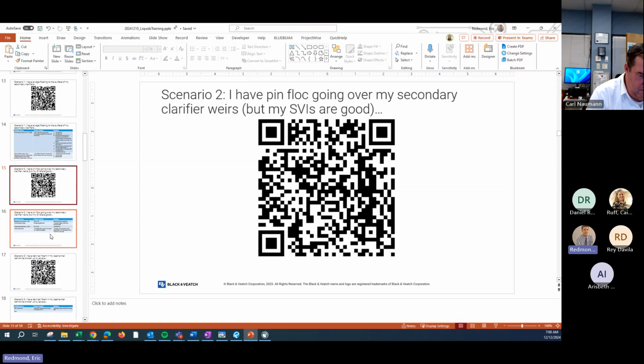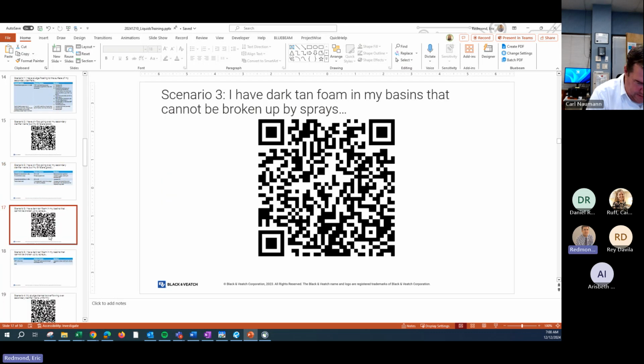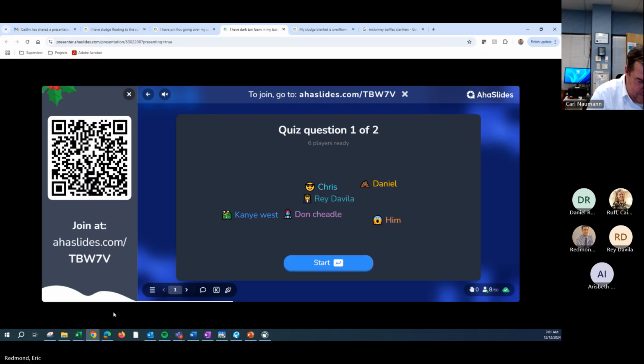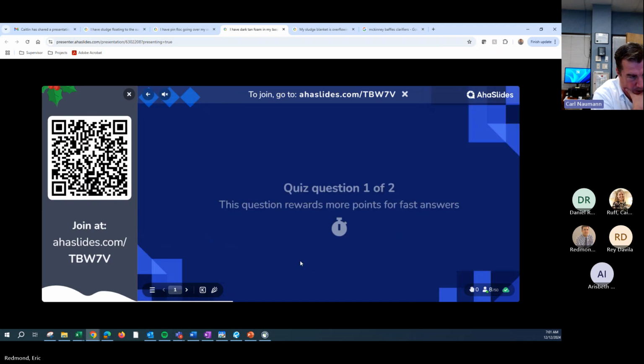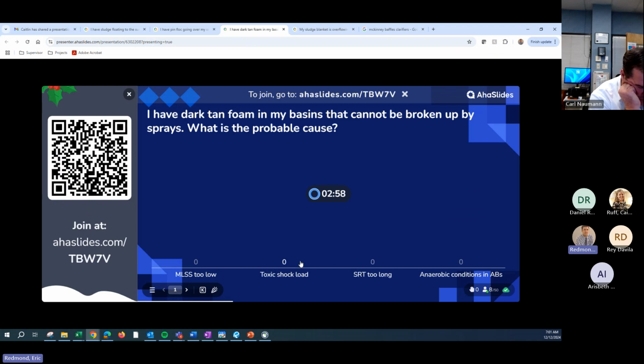So this next one is: I have dark tan foam in my basins that cannot be broken up by sprays. Looks like we have 6 of 8. We have all 8 here. We're going to go ahead and get started. What is the probable cause here?